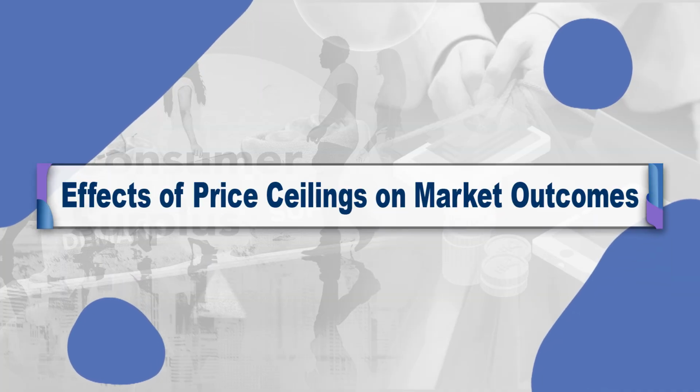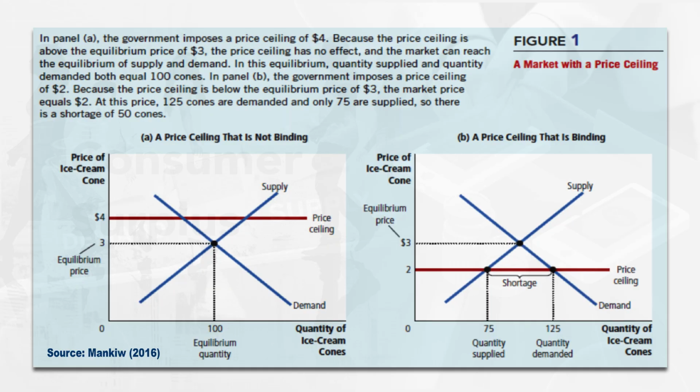First, the effect of price ceilings on market outcomes. When the government, influenced by the ice cream eaters' complaints and donations, enacts a price ceiling in the ice cream market, there are two possible outcomes. In the first scenario, as depicted in panel A of figure 1, the government sets a price ceiling of $4 per cone. Since the equilibrium price is $3, which is lower than the ceiling, this price ceiling is called non-binding. As a result, market forces naturally maintain the economy at equilibrium and the price ceiling has no impact whatsoever on the price or quantity of the ice cream sold.